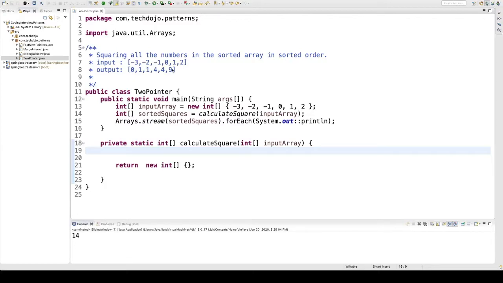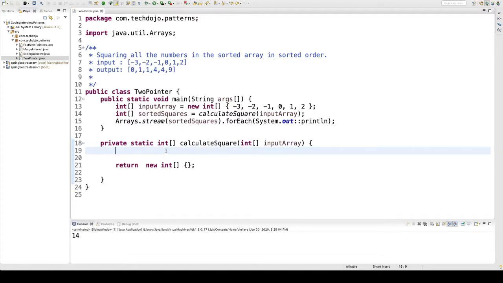Squaring all the numbers in the sorted array in sorted order. So when we see this, we are like, oh, this is the input, let me square it and then let me sort it. So you get the sorted order. That gives us the time complexity of O(n log n). But they are trying to say that it's a sorted array. So there is something which gives us a hint that if you try to tackle this in a different pattern, you can get it in O(n) time complexity. When I learned about this, it was a really mind-blowing technique to solve the problem.